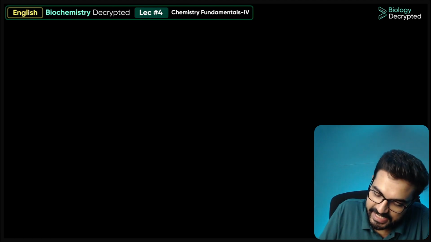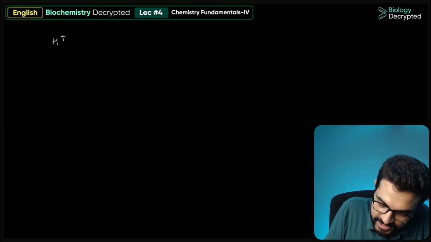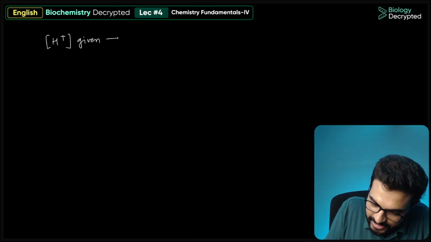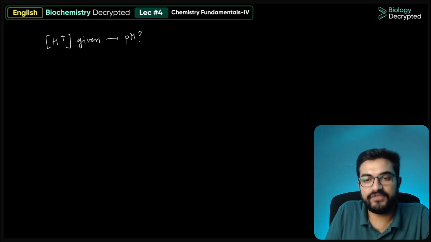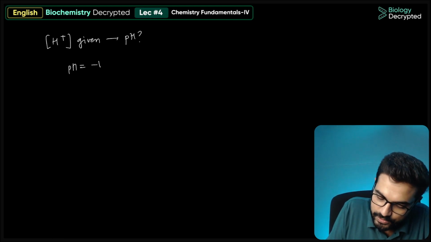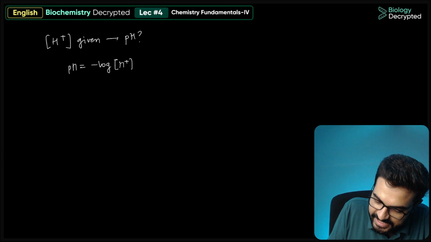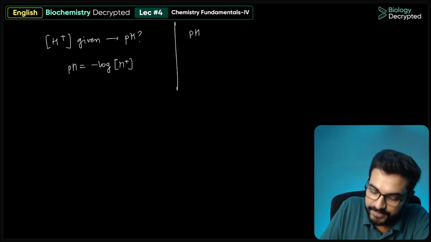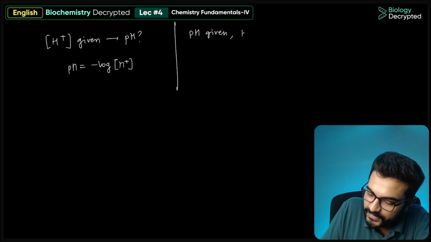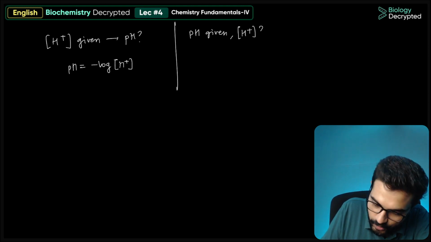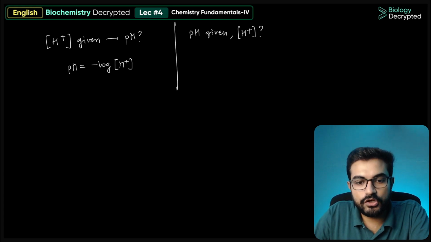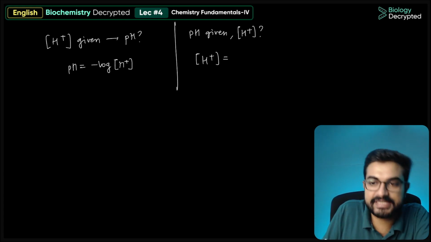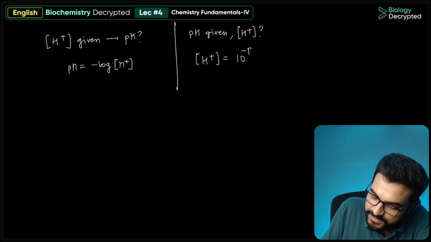If we have H plus ion concentration given, and we are asked what is the pH, how will we find it? It's very simple. pH is equal to negative log of H plus ion concentration. Similarly, if the question gives you the pH and you're asked what is the concentration of H plus ions, what will you do? You'll find the concentration of H plus ions as 10 to the power minus pH.